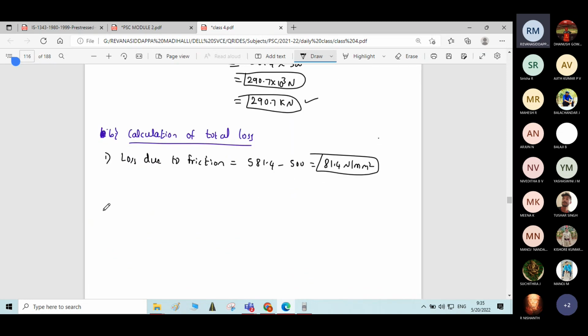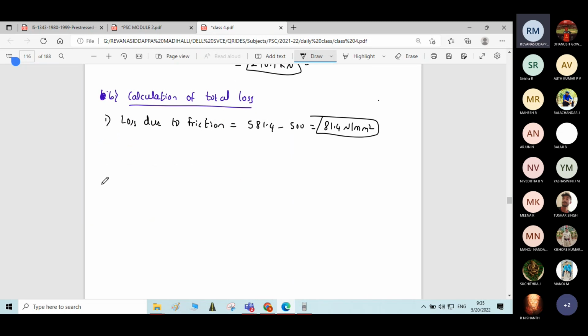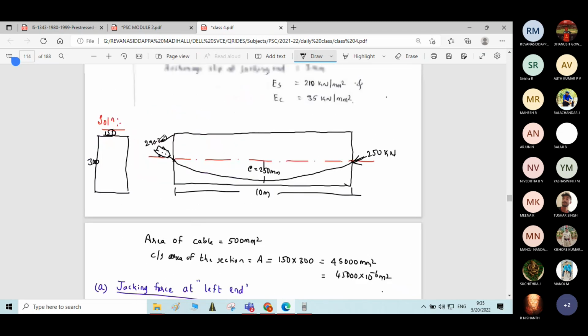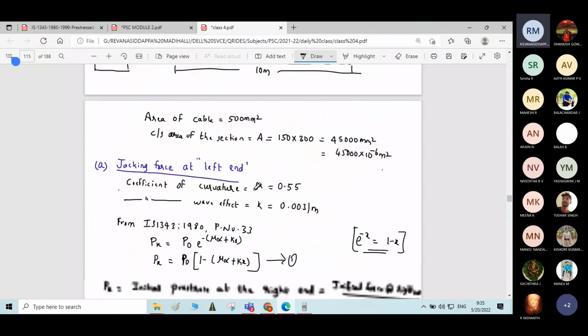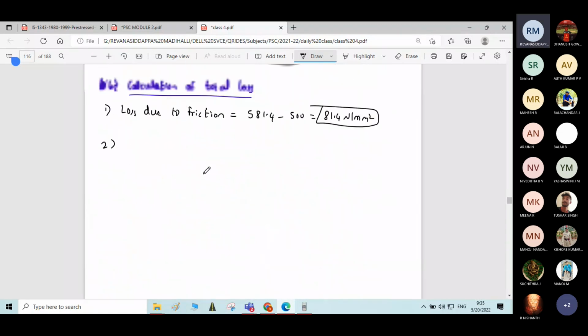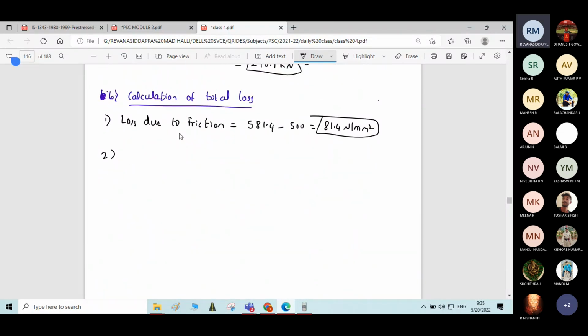Okay, similarly, we have to calculate all the rest of the losses. Okay, what are the other losses? Shrinkage of concrete is given. You calculate loss due to shrinkage.